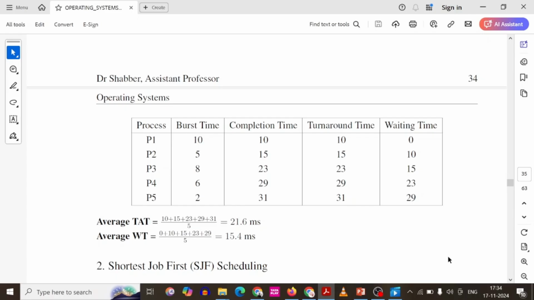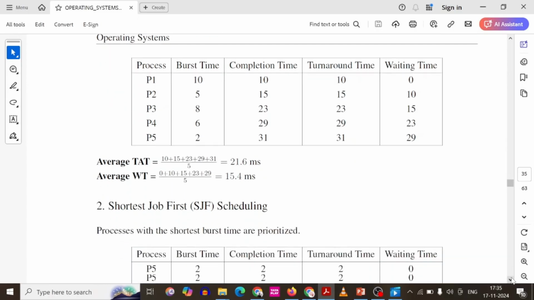Now we calculate the average turnaround time and the average waiting time. Here we got 21.6 milliseconds as the average turnaround time, and 15.4 milliseconds as the average waiting time.